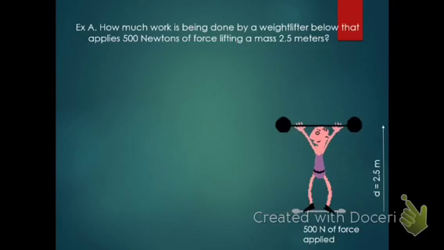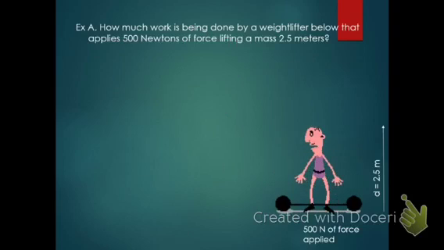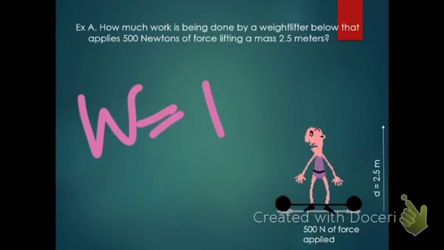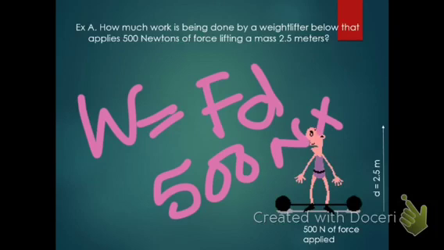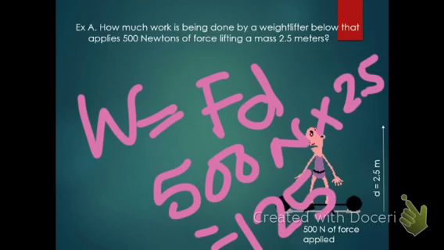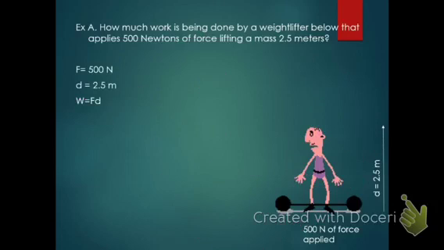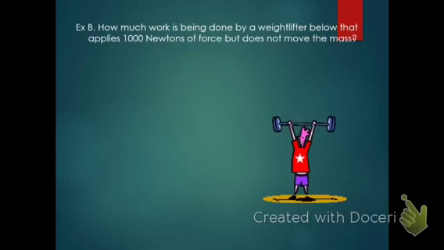So if we look at our first example, how much work is being done by a weightlifter below that applies 500 newtons of force, lifting a mass 2.5 meters. So work equals force times distance. Our force is 500 newtons. Our distance is 2.5 meters. So we get 1,250 joules. Okay, simple as that. Work equals force times distance. That's exactly what I just went over.